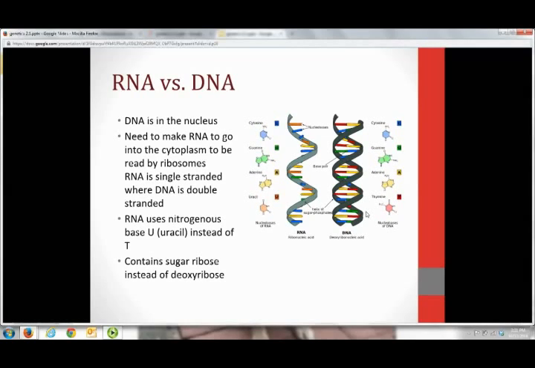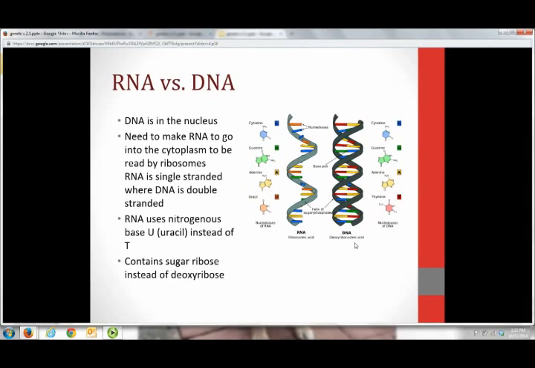In the cells, especially eukaryotic cells, we're going to have both RNA and DNA. DNA is found in the nucleus, and it's needed to make the RNA. The RNA will go into the cytoplasm and be read by the ribosomes. RNA is single-stranded in eukaryotic cells, and DNA is double-stranded. Here in this diagram, you've got RNA on the left and DNA on the right. RNA is going to use the nitrogenous base U, or uracil, instead of thymine. It's also going to contain the sugar ribose instead of deoxyribose.